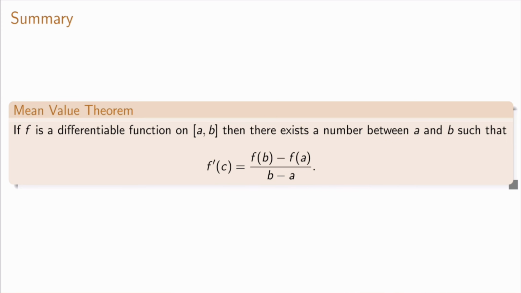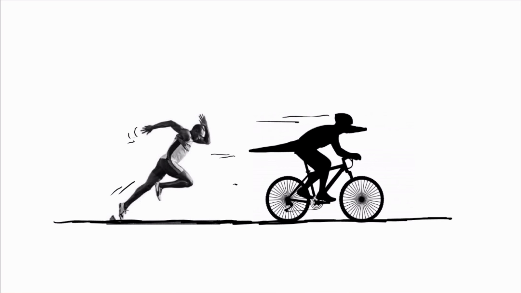Oh, I think Tolo and Usain are still racing. Let's see how they're doing. Oh, look at this. Tolo, you can beat him. Keep going.